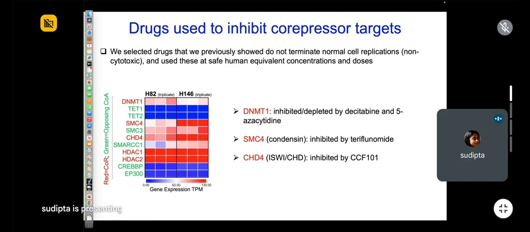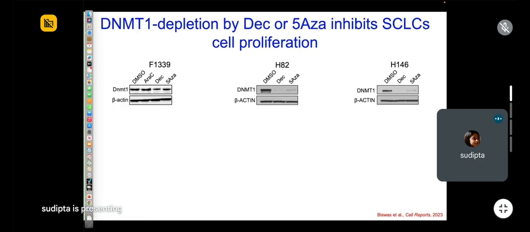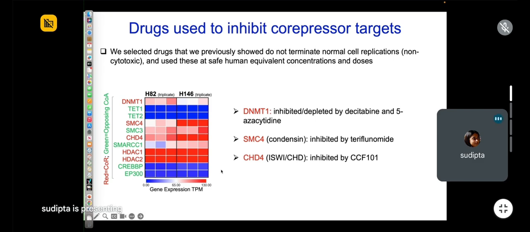But there are some HDAC inhibitors too; I won't say that there are not. And these are the other co-activators that are deleted. So overall, what I want to say is that the co-repressors are highly amplified, and the co-activators are getting deleted from these cells. First I will talk about DNMT1, and then I will talk about SMC4 targeting. And our new project is going on CHD4. I will show a little bit of data from there.